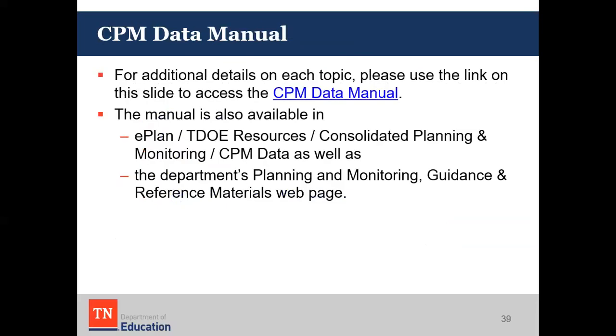For additional details on each topic, please use the link on this slide to access the CPM Data Manual. The manual is also available in ePlan. Again, go to TDO Resources, Consolidated Planning and Monitoring, CPM Data. Or visit the department's Planning and Monitoring Guidance and Reference Materials webpage.